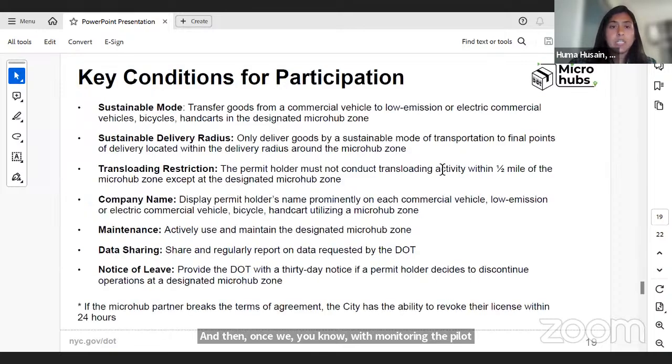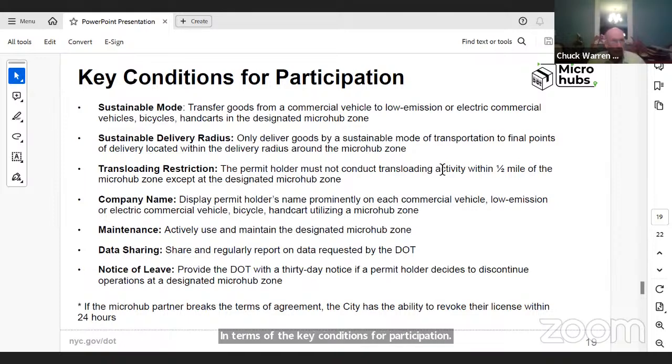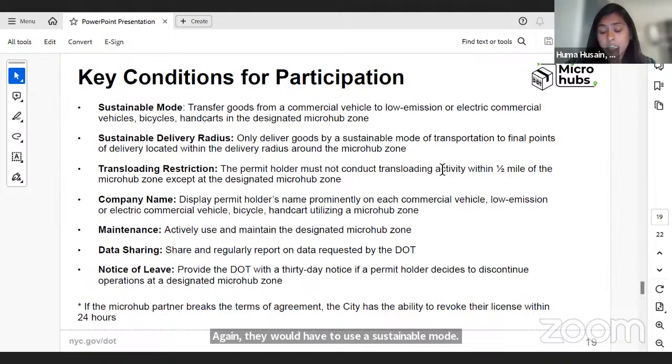In terms of the key conditions for participation, again, they would have to use a sustainable mode. They would have to use that sustainable mode for a delivery radius around the hub, meaning that within, let's say, a quarter mile or half mile, depending on whether they're using a hand cart or a cargo bike, they can't use a truck to deliver within that radius. They have to use that sustainable mode. That's the difference we want to see.